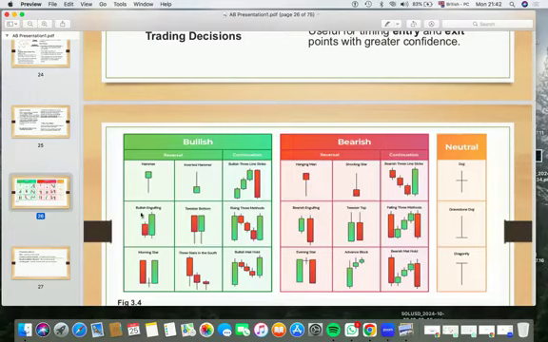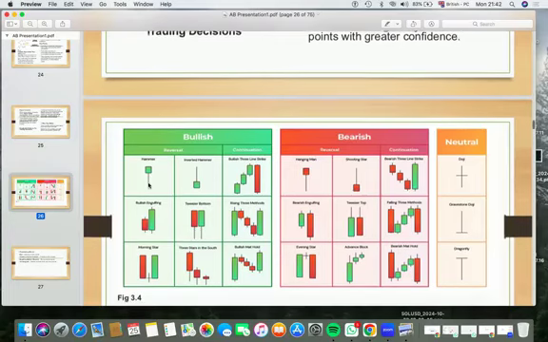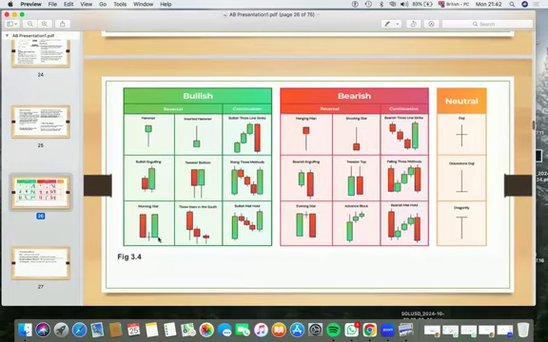You can see we talked about hammer, inverted hammer, bullish engulfing, tweezer bottom, and so on and so forth. They are very important when you want to start to analyze the charts.